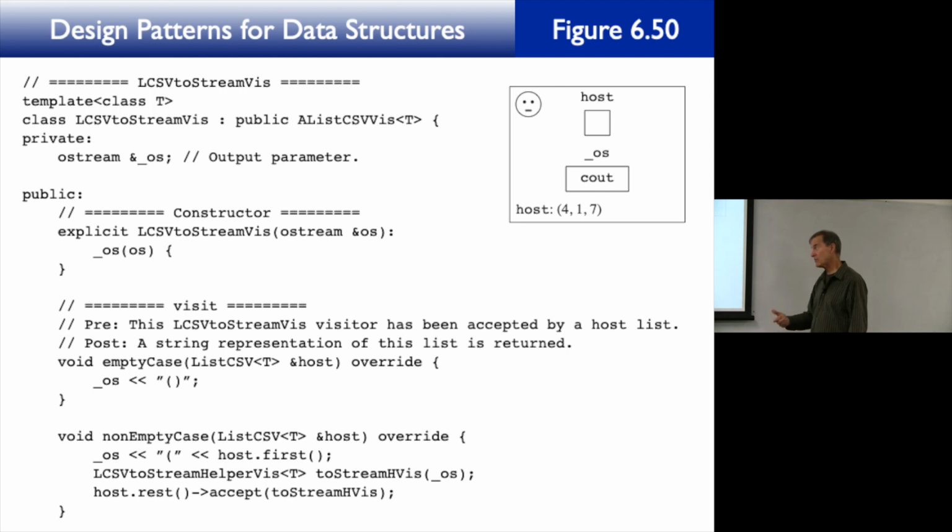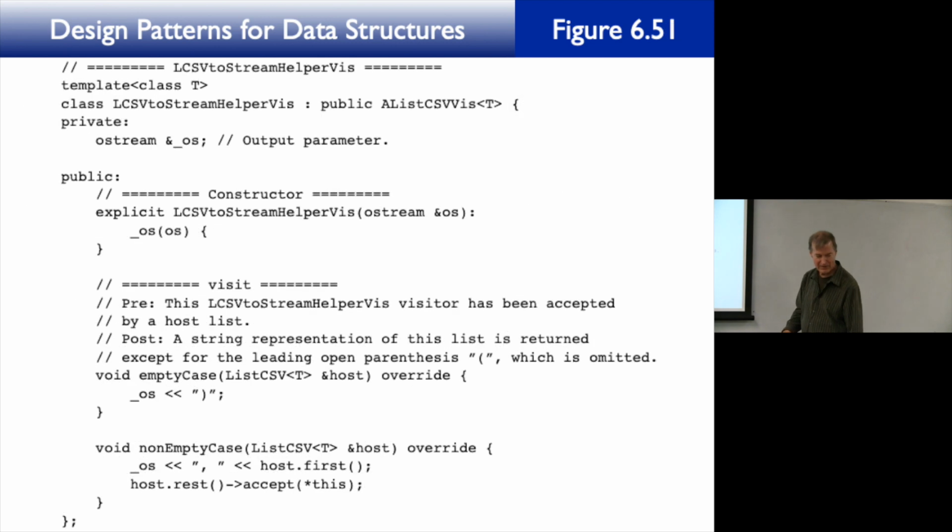So now we have a toStream helper visitor. So how do you do a visitor? We have a toStream helper viz. We pass OS, and then remember what we did before? We did underscore rest, and so on. So now this is host.rest.accept toStream helper viz. And we accept a visitor. All right. Does everybody see the pattern? And then here's the helper, the toStream helper visitor. It's the same constructor to pass the output parameter along.